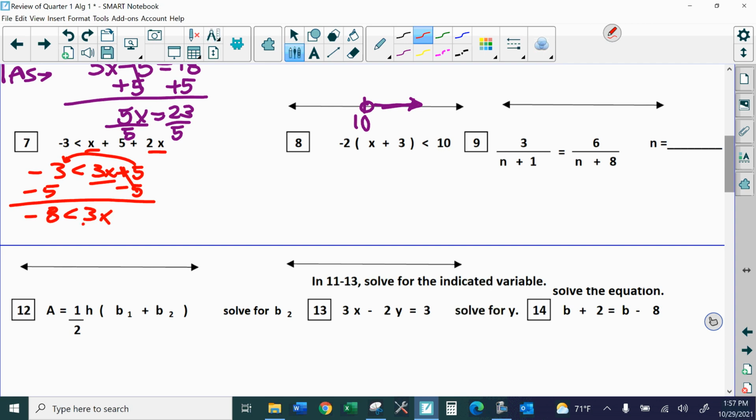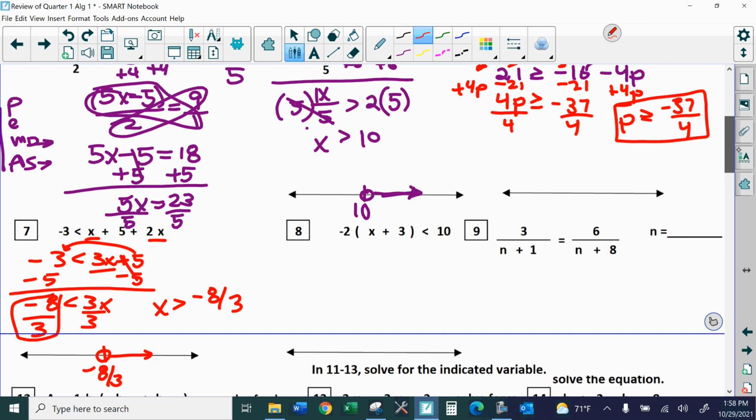So 3x is greater than negative 8. Divided by 3, and I get negative 8/3. x is greater than negative 8/3. So negative 8/3 and greater than, open circle, shaded to the right.